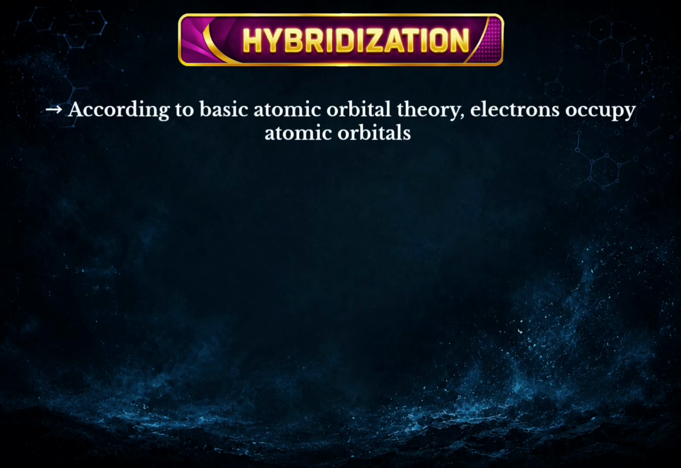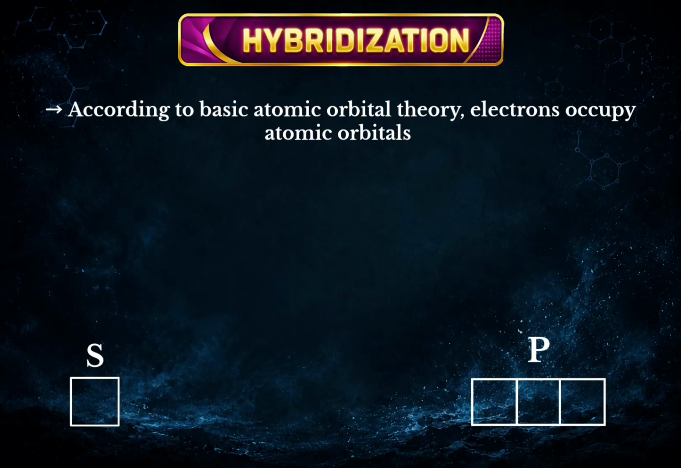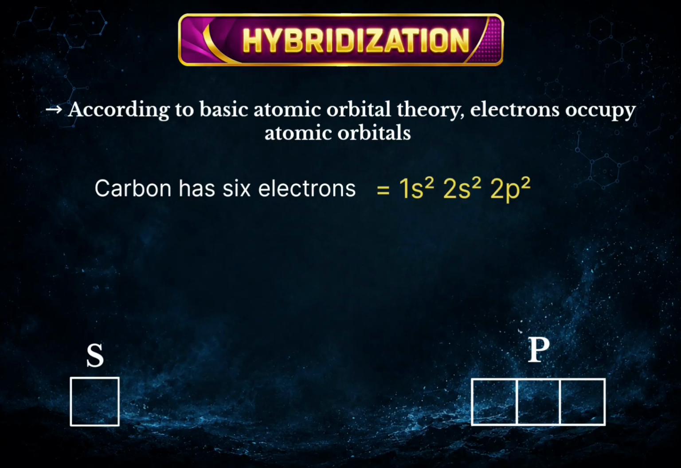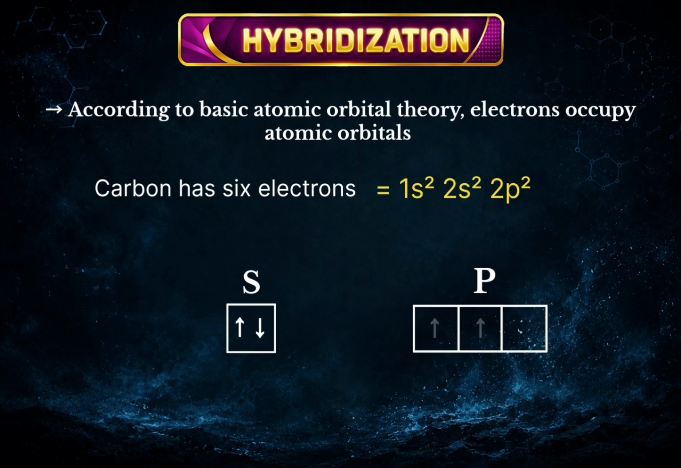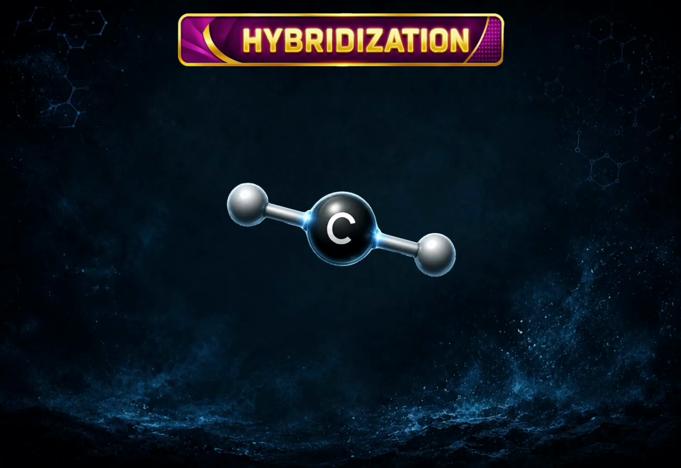According to basic atomic orbital theory, electrons occupy atomic orbitals such as s and p orbitals. Let's put that idea to the test using carbon. Carbon has 6 electrons, and its electron configuration is 1s2, 2s2, 2p2. Now focus only on the valence shell, because that's where chemical bonding takes place. Notice that the 2s orbital is completely filled, while the 2p orbitals contain only 2 unpaired electrons. Based on this arrangement, carbon appears to have only 2 unpaired electrons available for bonding. If that were true, carbon should form only 2 covalent bonds.